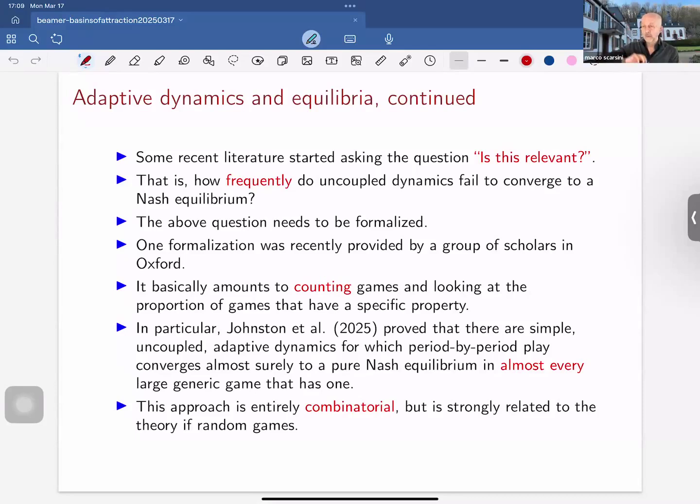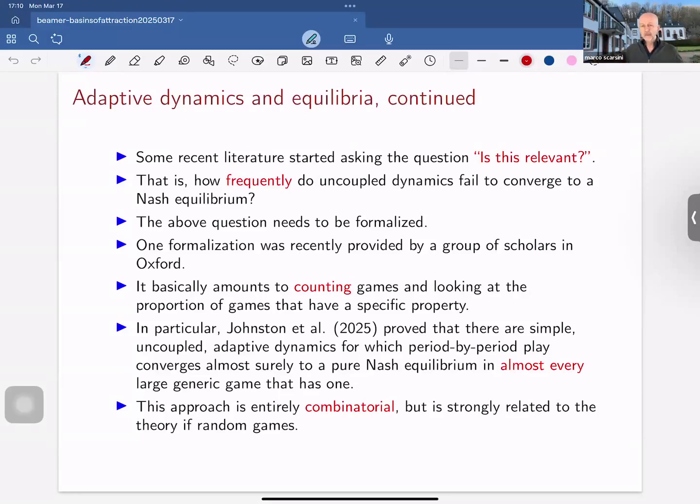And in particular, you can look at what happens when you increase either the number of players or the number of strategies. So you look at an asymptotic approach to this problem. In particular, there's a paper by Johnston et al. in 2025 where they show that if you look at simple uncoupled adaptive dynamics, you get convergence to Nash equilibrium in almost every large game. So almost every has to be properly defined. It's not the typical almost of probability theory. It's in the sense of a density over a large class of games. But this is the idea.